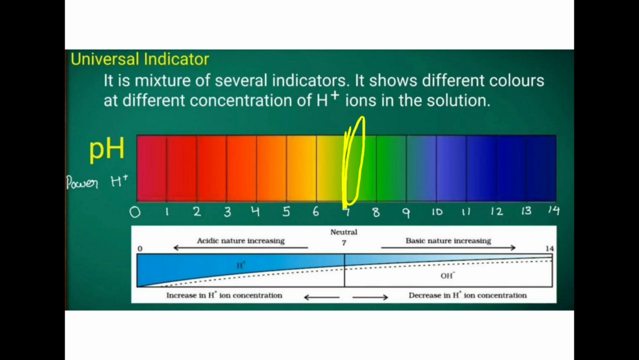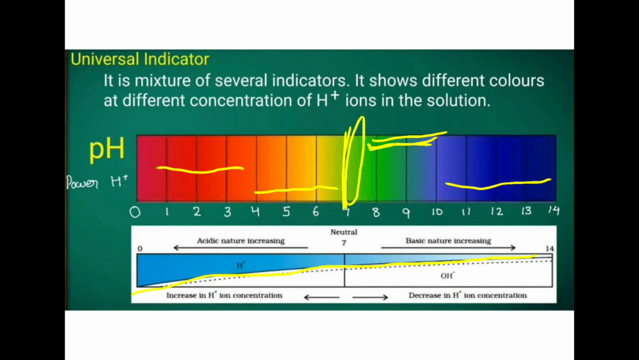From 8, 9, 10 and so on, it is slightly, meaning a weak base. Then from here it is a high base or strong base. Similarly 7, 6, 5, 4, it is a weak acid. Then 1, 2, 3 and so on, it is a strong acid. So we can look at the color and understand whether it is a strong acid or weak acid. Just look at this diagram.